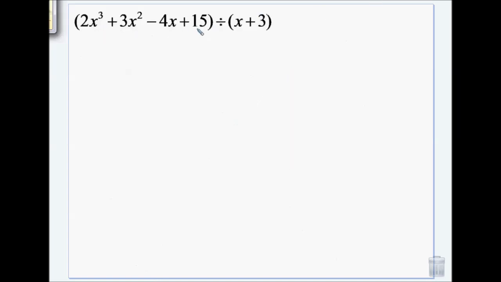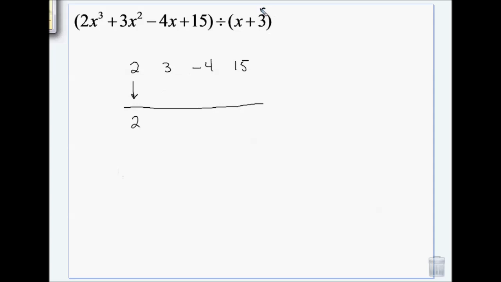Okay, so the dividend is in descending order. I'm listing all of the coefficients of the dividend in my top line. So I list them: 2, 3, -4, and 15. Okay. I draw a line underneath it like that. I bring down the first coefficient right here, 2.